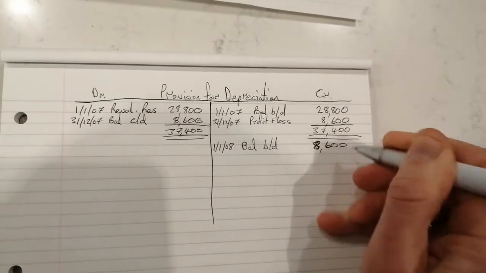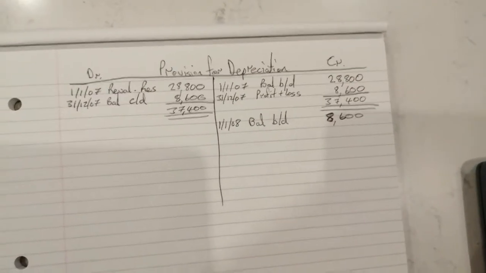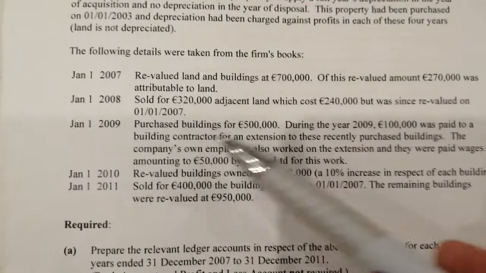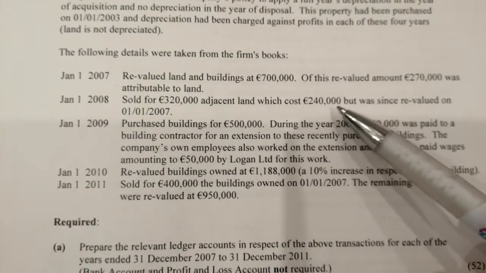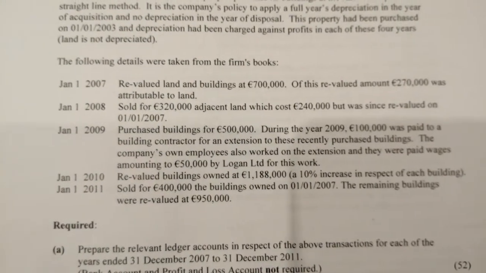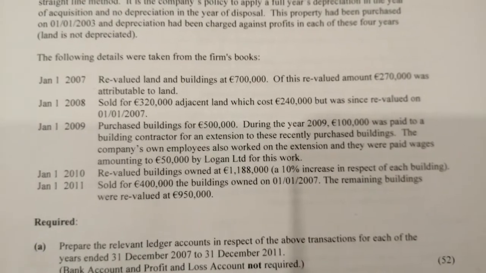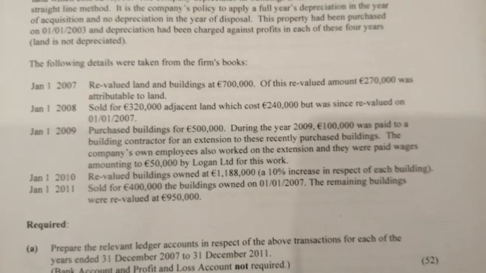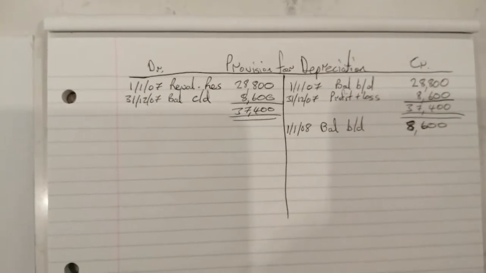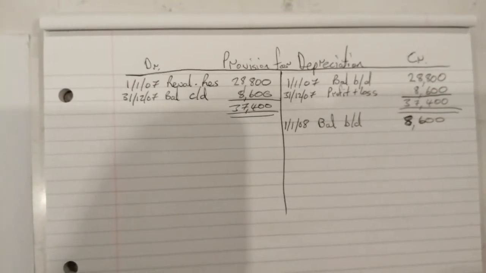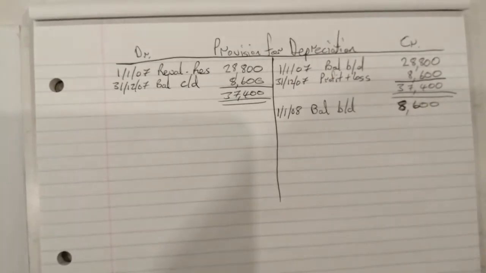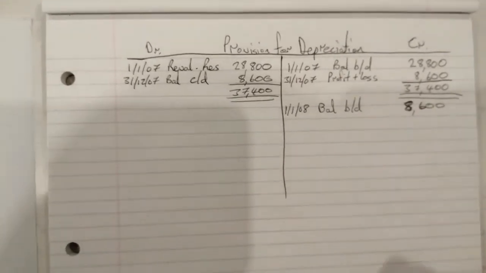8,600. So that's 1 year's depreciation basically built up again since you set it back to zero. So what happens in the next year? You sold land which cost that. Well, that has absolutely no effect on our provision for depreciation account, so nothing to do there. However, every year, even if nothing happens, our depreciation is building up, or our assets are going down in value, and our depreciation is going up.